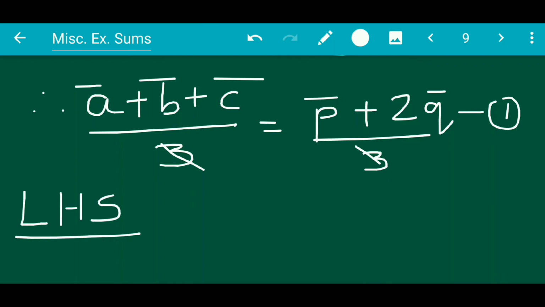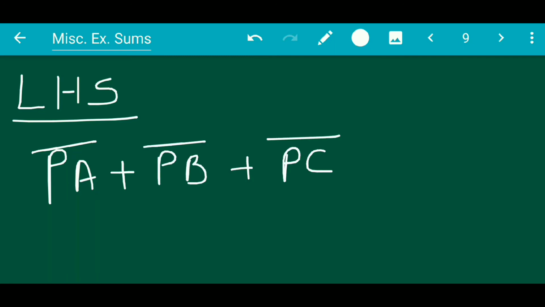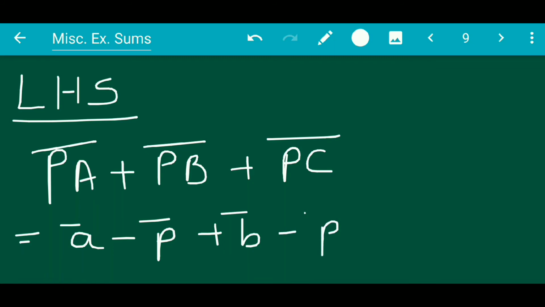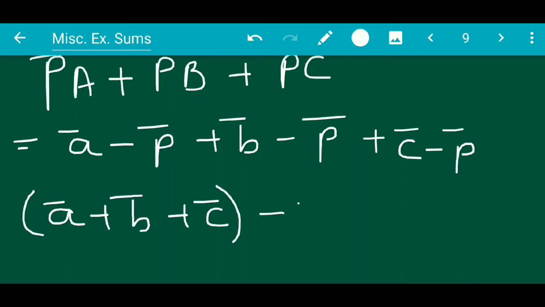They have told us to prove that PA plus PB plus PC is equal to 2PQ. So the LHS becomes vector PA plus PB plus PC. In the form of position vectors, we have A bar minus P bar plus B bar minus P bar plus again C bar minus P bar. We can group them together by writing this way, that is A bar plus B bar plus C bar minus 3 P bar.